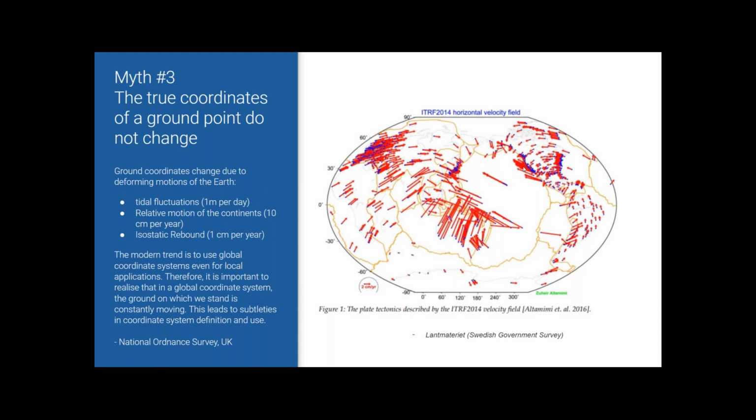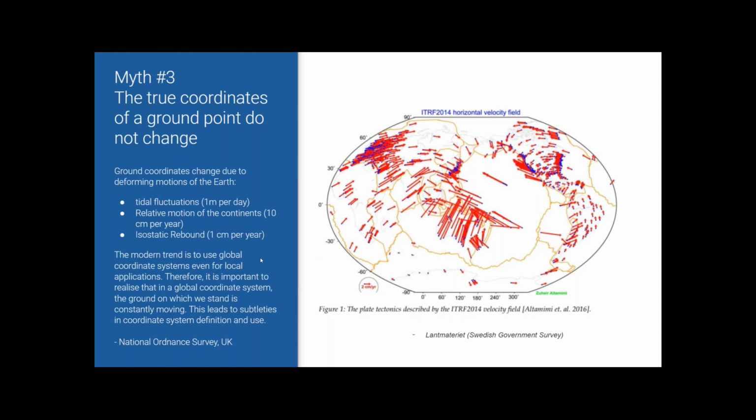So here, the west coast of the United States is moving at 4 centimeters per year. Huge chunks of Europe over here are moving at 2.5 to 3 centimeters per year. And parts of Australia are really moving quickly. And this is all relative to ITRF.